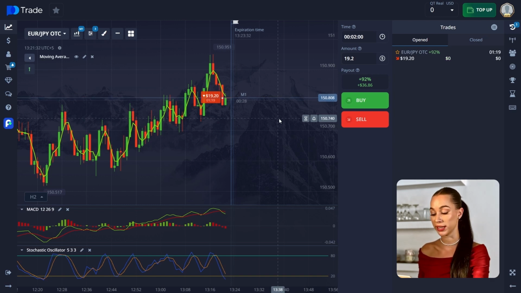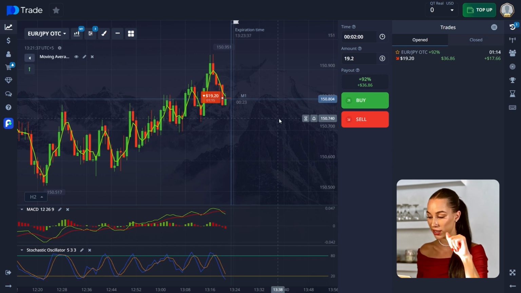So here we can see by the moving average indicator that the line is going in the downward direction. It's the first sell signal. On the MACD indicator, we can see two lines crossing each other and going lower in the same direction. It's again a sell signal.